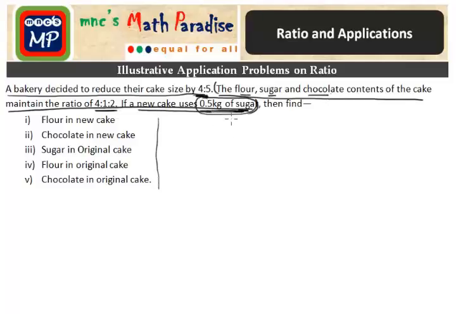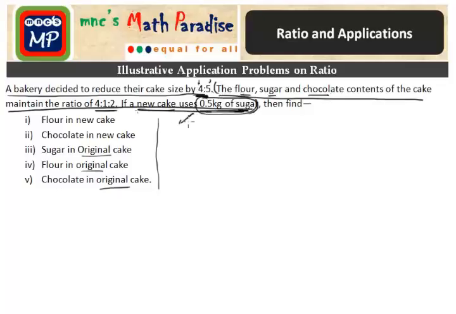So let us first solve that part, and then from there, what we will get is new cake sugar, new cake flour and new cake chocolate. So these amounts that we will get from here will be for the new cake, but the bakery reduced the cake by 4:5. So this is the new cake. If the new cake size is 4, the original was 5. So from using these values and using this reduction ratio, we will go back to the original cake's defined components. So let us do this.